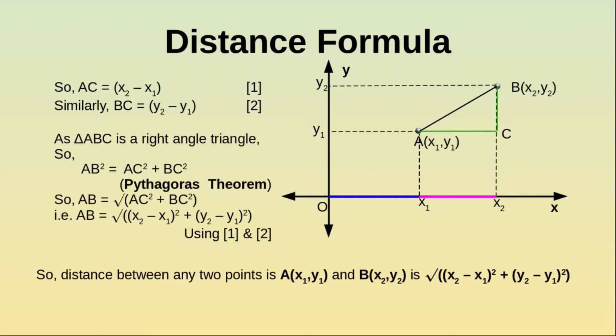So let's put all this together. That is, if we have two points A and B where the coordinates of A is x1, y1 and coordinates of B is x2, y2, then the distance between these two points is given by square root of x2 minus x1 whole square plus y2 minus y1 whole square.